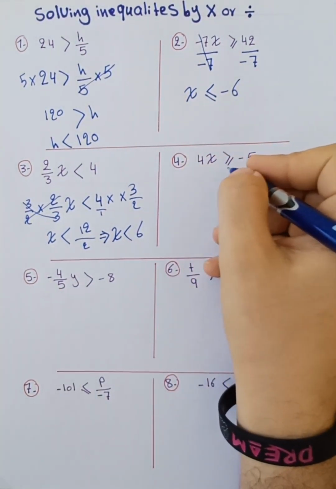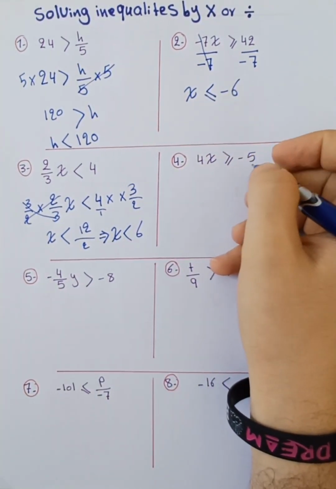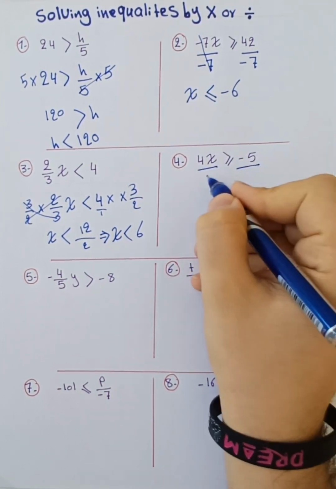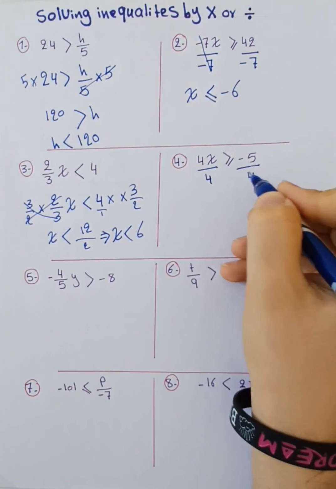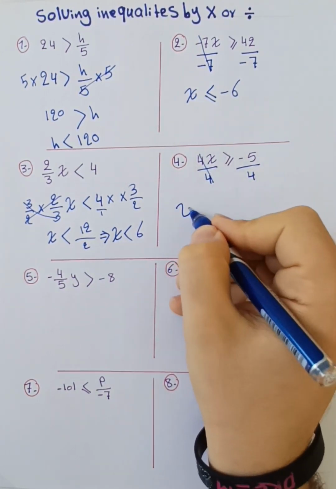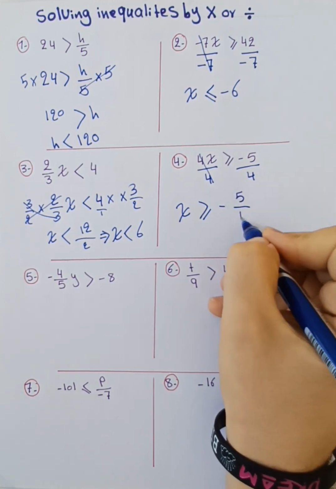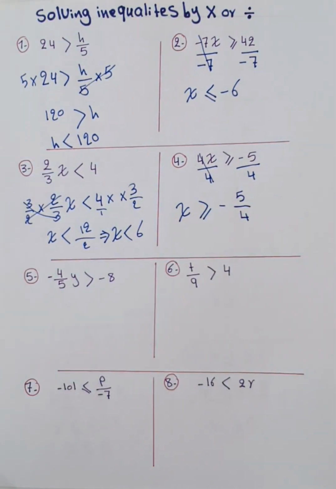Example number 4, 4x greater than or equal to negative 5. We have multiplication, we have to divide both sides by 4. So these two 4s are reduced, x greater than or equal to negative 5 out of 4.